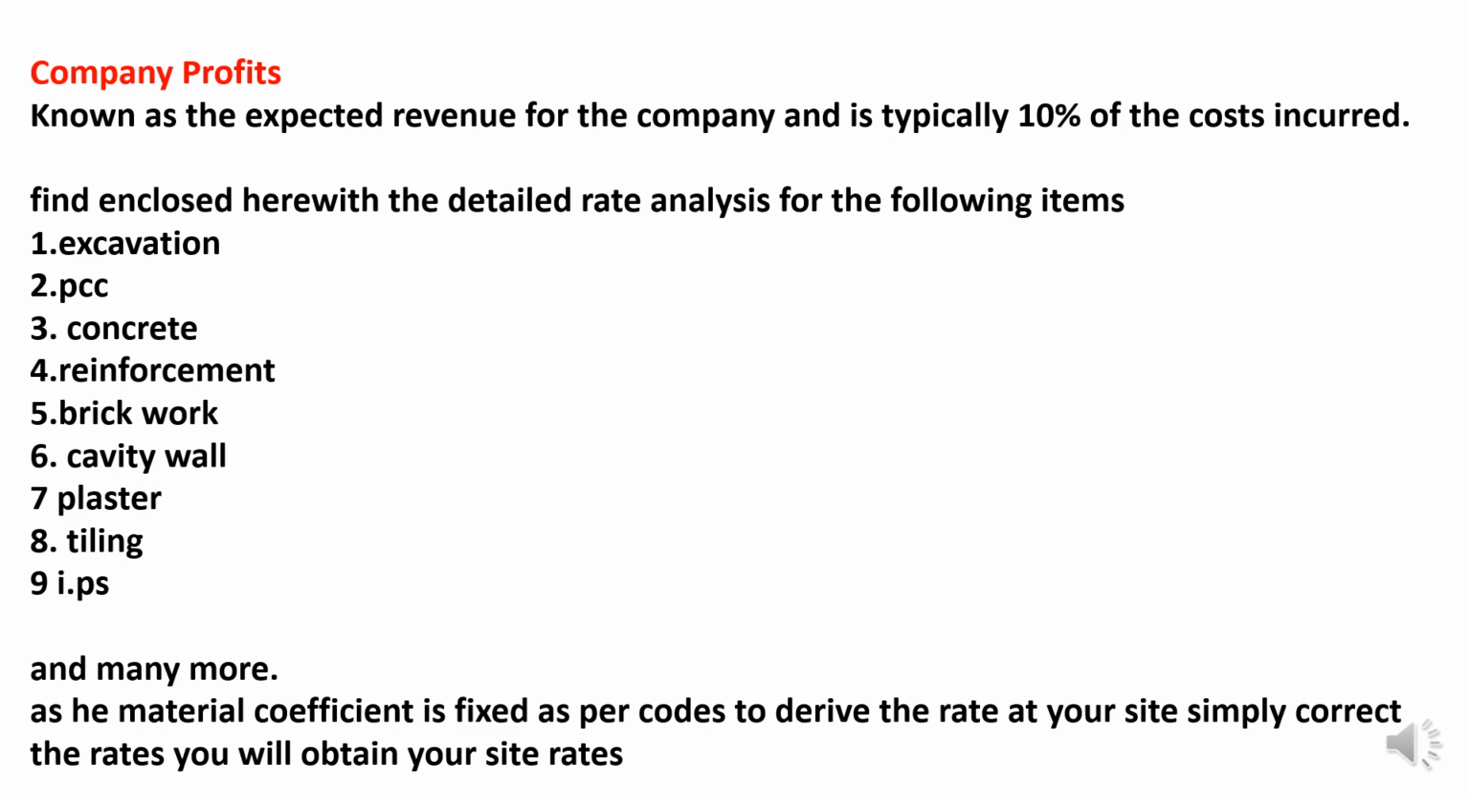As the material coefficient is fixed as per IS codes, to derive the rate at your site, simply correct the rates and you will obtain the site rates. The rates which have been given for the materials and the laborers are only indicative. You have to change the material rates and the labor rates according to the present day, according to your site location, according to the height and various other factors. Please do not say this rate is unviable, because these rates are only indicative.